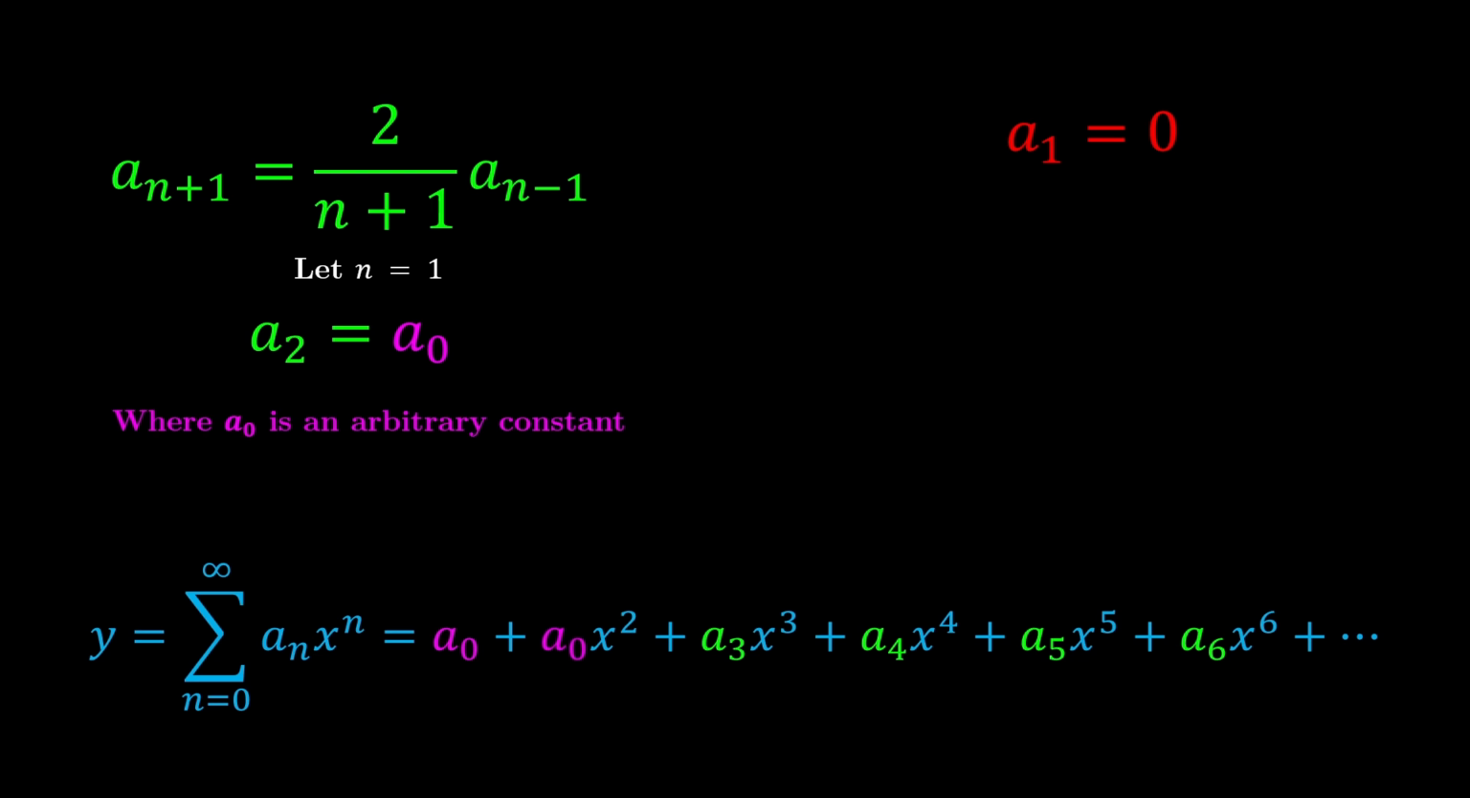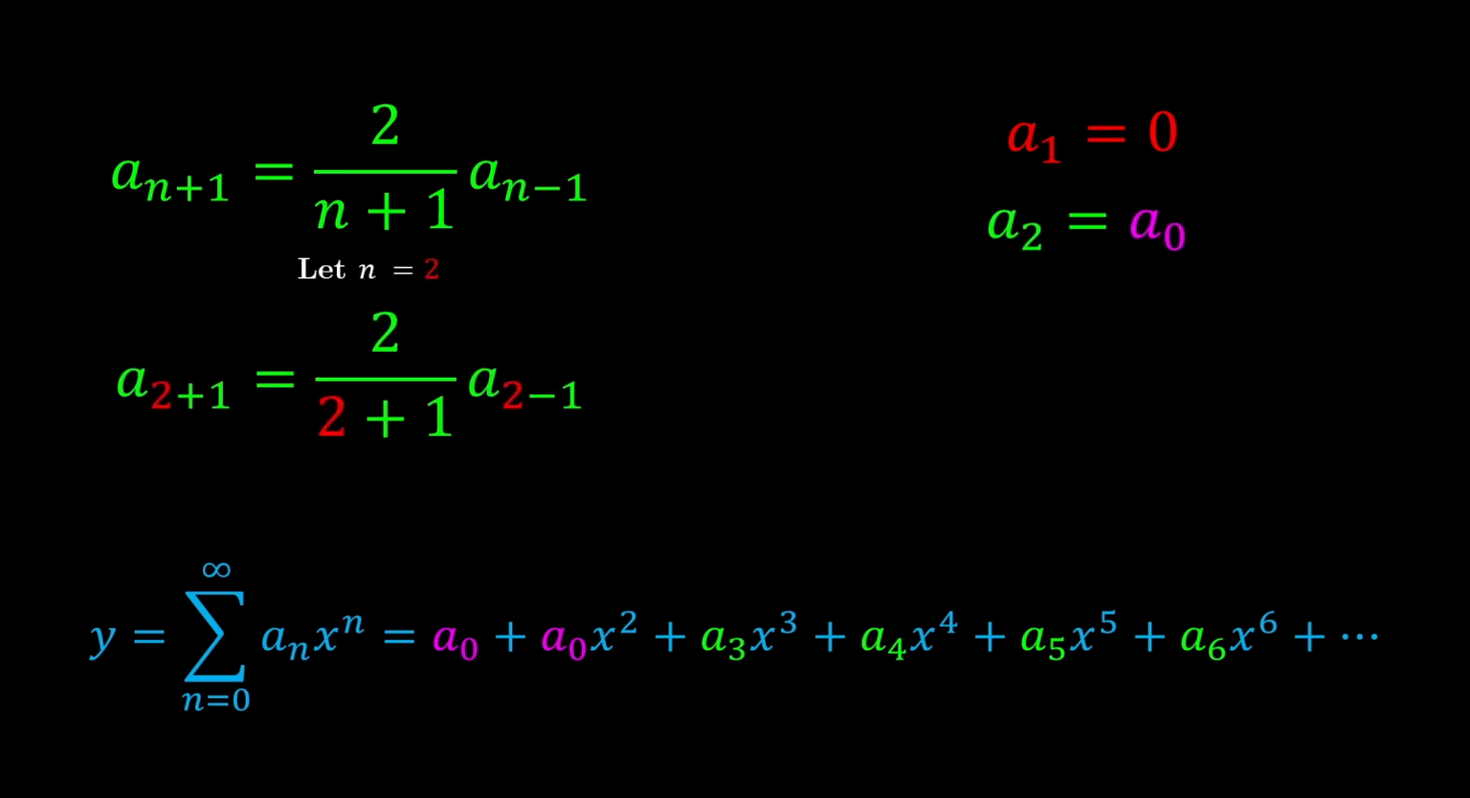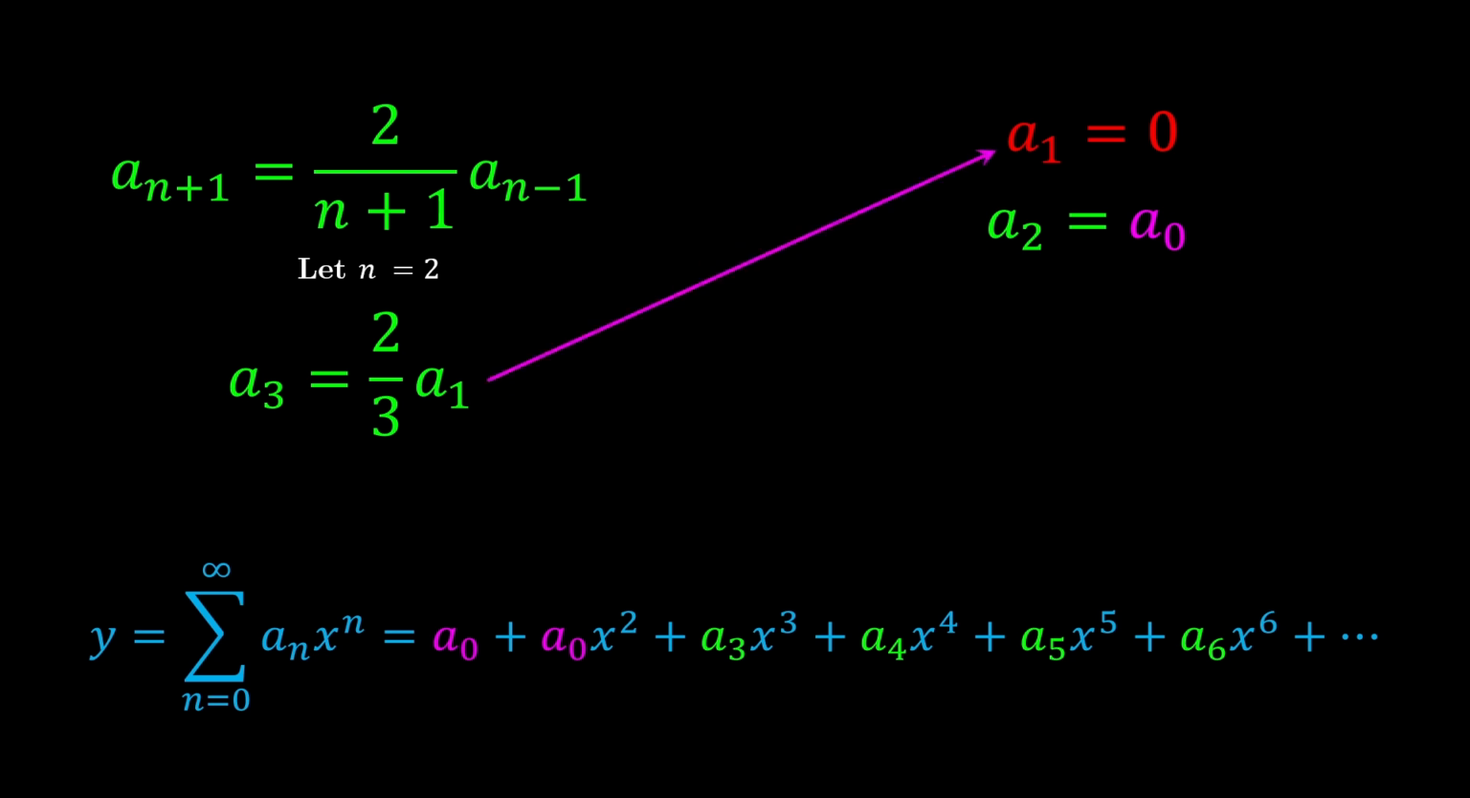Next, we can choose the next value, n equals 2, and after the same type of computations, we obtain a3 is equal to 2/3 a1. And we see that we already have a relation for a1 that we could directly plug in. Since a1 is equal to 0, this means that a3 is also 0.